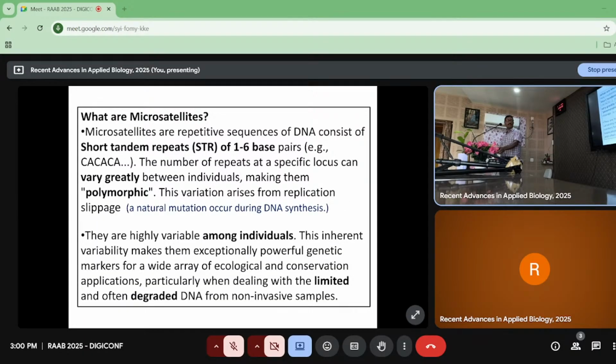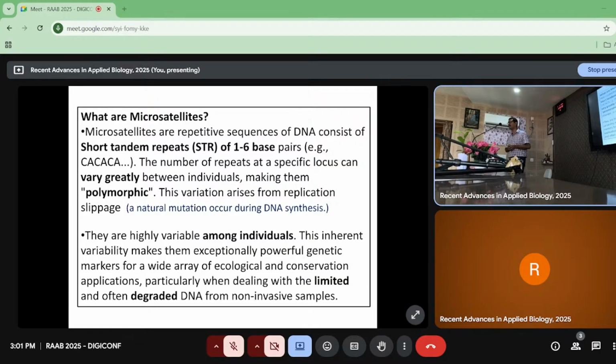So in the current communication, I want to say something about microsatellites. What are those? Microsatellites are repetitive sequences of DNA consisting of short tandem repeats of 1 to 6 base pairs. And the number of repeats at a specific locus can vary greatly between individuals and between populations also. So it is polymorphic. It can be effectively used for intraspecific variation. So they are highly variable among individuals.